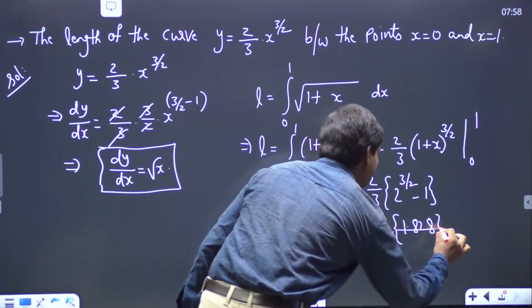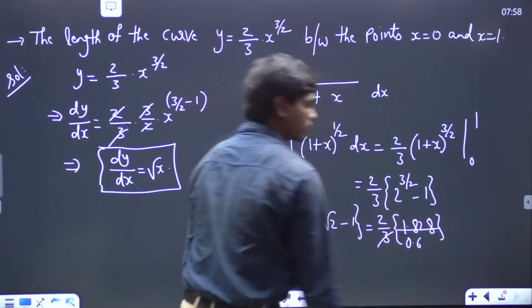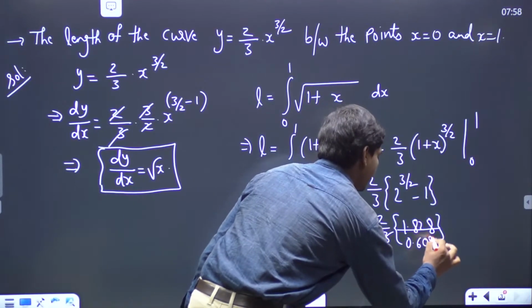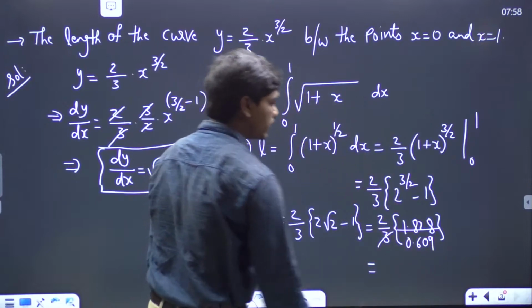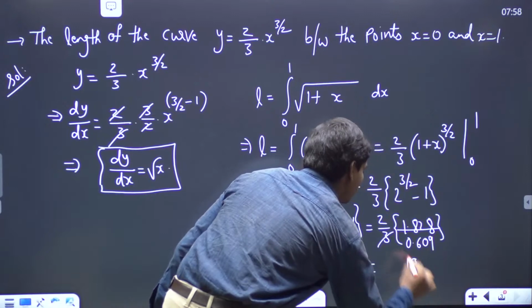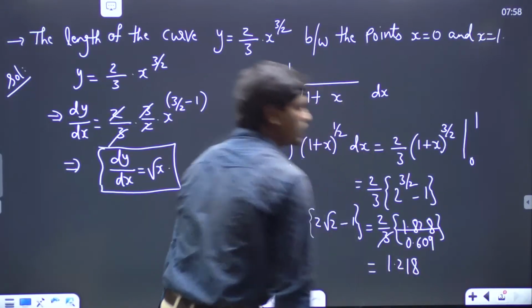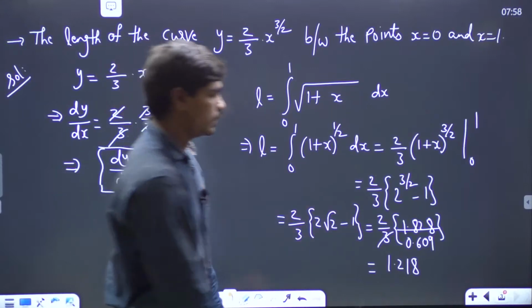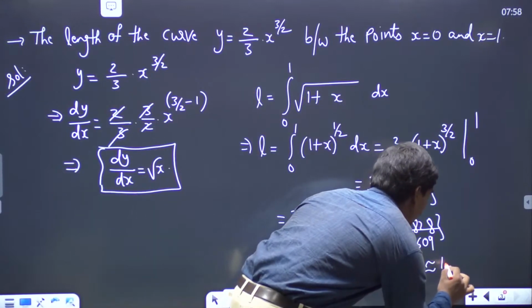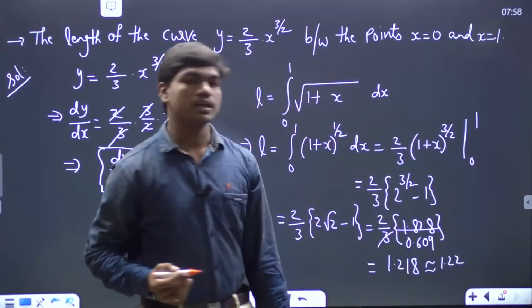So if you cancel this, 0.6, then 0, then 9, because 3 9s are 27 and all. So if you multiply this 2 into 0.609, 2 9s are 18, 2 6s are 12. So 1.218 is the correct answer. So if you round it off to 2 decimals, you'll get 1.22, which is approximated as 1.22. So this is how you'll find the length of this curve.